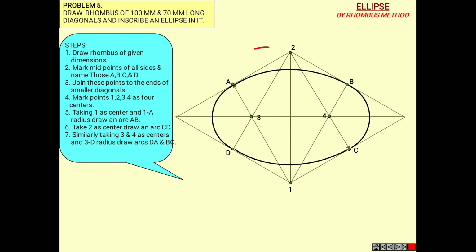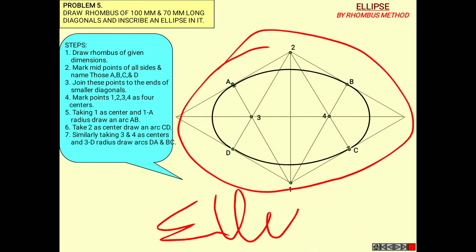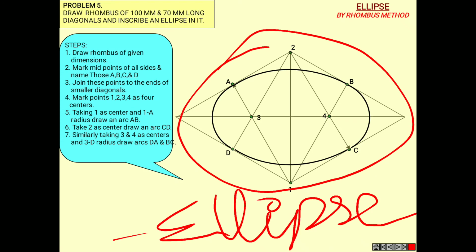It's very simple. So we have got an ellipse with a very simple method. This is an ellipse. So very simple method. Just note it down.